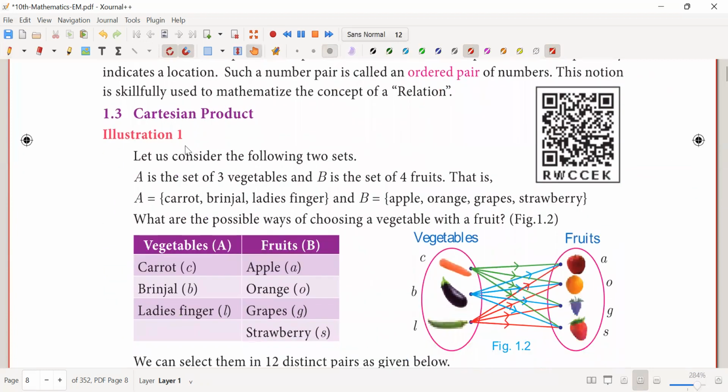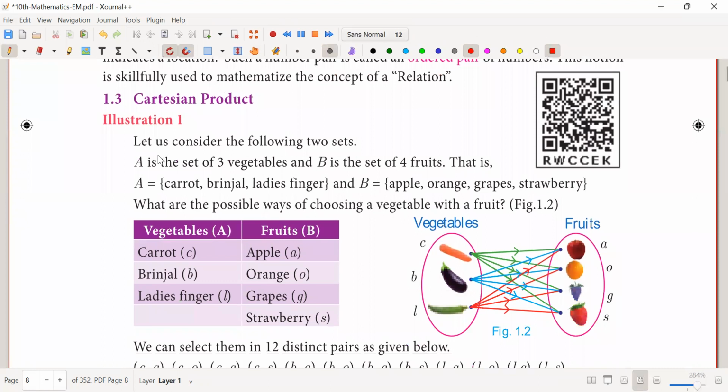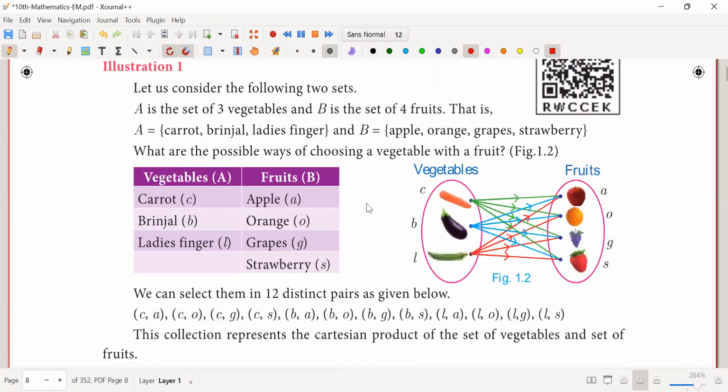Let's think about this illustration. If you are going to work on having one vegetable and a fruit on daily basis, what kind of order we can have? See, if carrot is C, brinjal is B, and lady's finger L, and fruits, apple, orange, grapes, and strawberries.